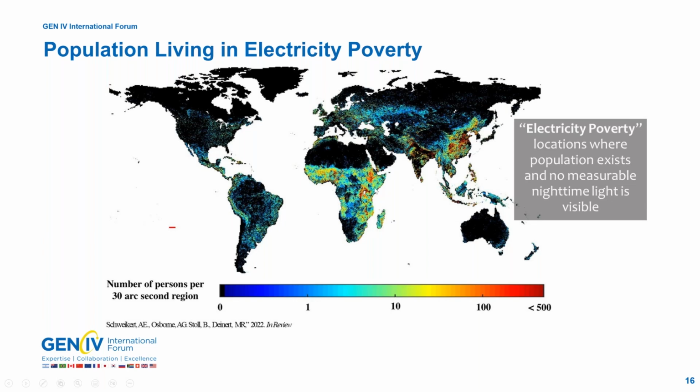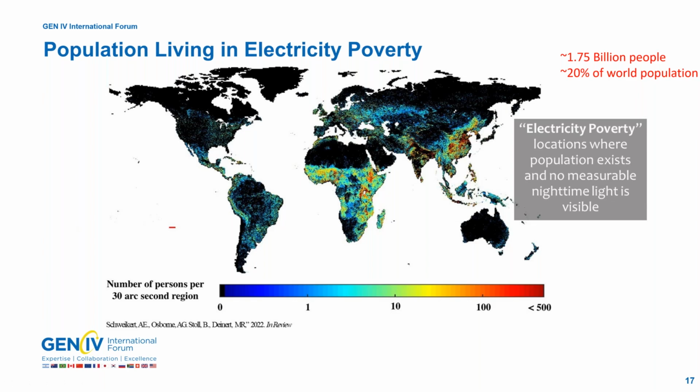And what you'd find is that they're located almost entirely in sub-Saharan Africa, a few locations in South America, and in Southeast Asia. The actual population living in true electricity poverty is a little bit under 1 billion people, but by this measure right here, it's about 1.75 billion people, or a little less than 20% of the world's population.